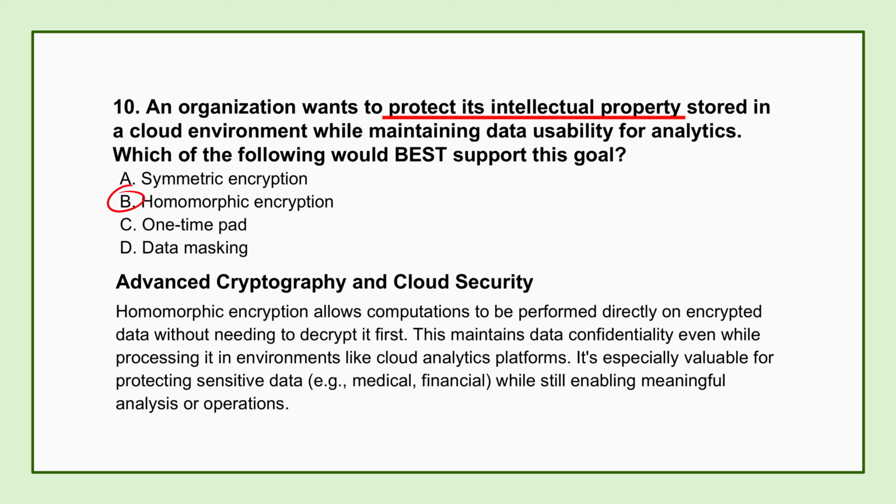It keeps the data confidential even while it's being processed by a third party or in an untrusted environment. Wow, so you get the analytics benefits without exposing the raw IP. That's the promise. Now, it's still computationally intensive and not practical for all types of analysis yet, but for specific use cases involving highly sensitive data in the cloud, it's a very powerful concept. Symmetric encryption requires decryption first. One-time pads are theoretically perfect but impractical. Data masking changes the data, which might skew analysis. Homomorphic offers that unique ability to compute on encrypted data.